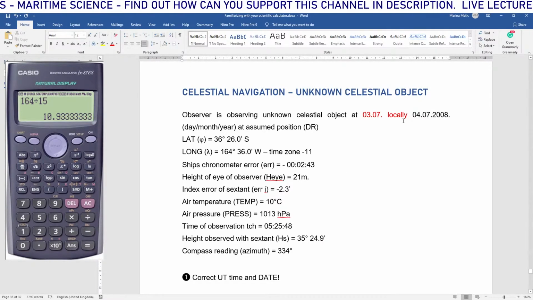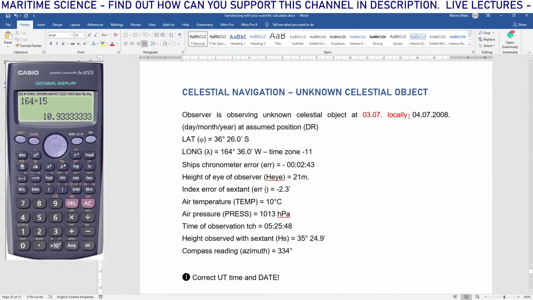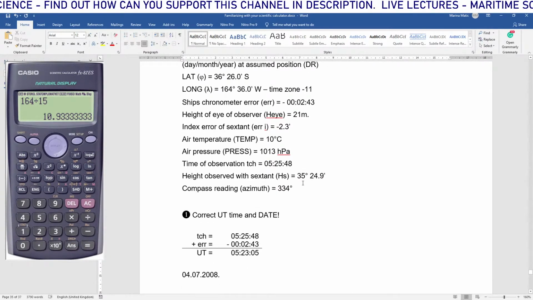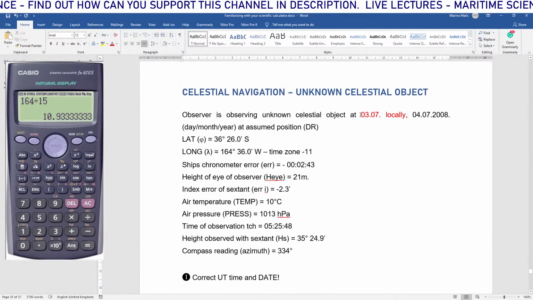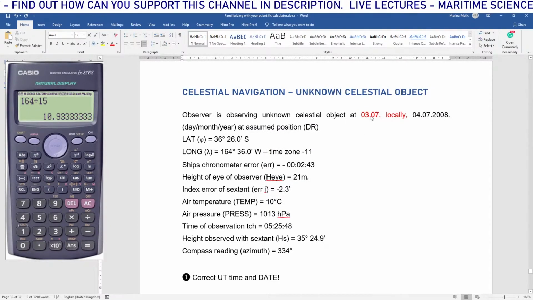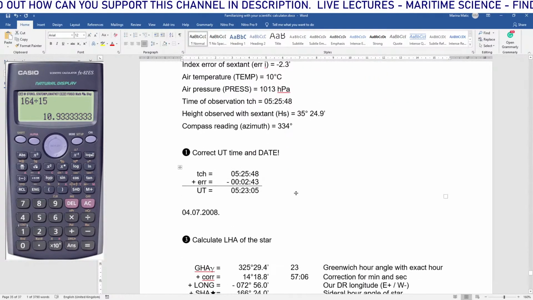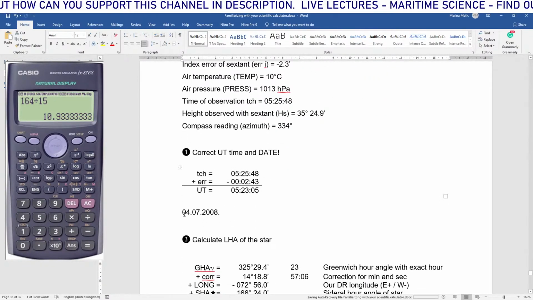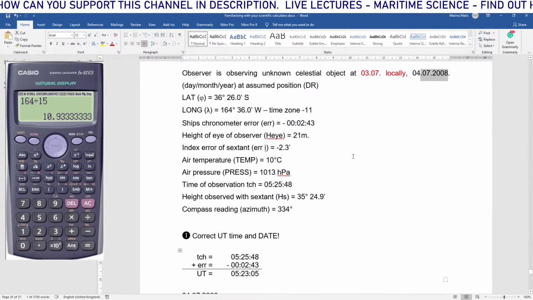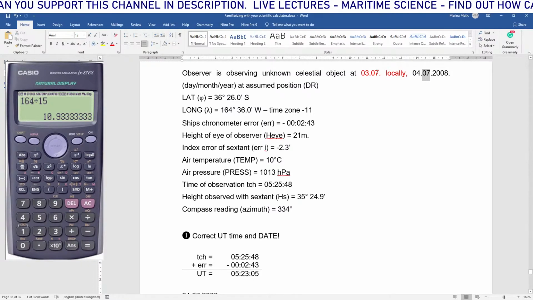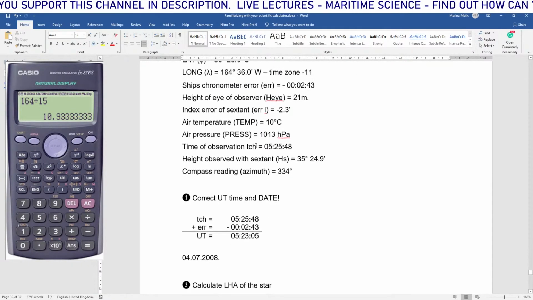So basically, this observer is observing the unknown celestial object on 3rd of July locally, and the Greenwich date is 4th of July. It must be written in the exam whether the date is local or Greenwich date. In our case, we are still on the 4th of July because in this task the date is Greenwich date and the local date is 3rd of July.